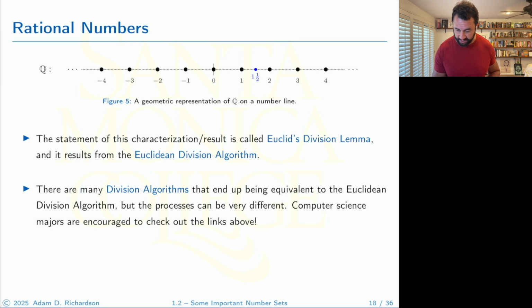So this thing that we're doing here, where we're writing every rational number as an integer plus a fractional part, is actually a result of something called Euclid's division lemma, or Euclid's division theorem, and it results from what's called the Euclidean division algorithm. This is the division algorithm that you learned back in grade school. Maybe you hated it. I know I hated it a lot back when I learned it.